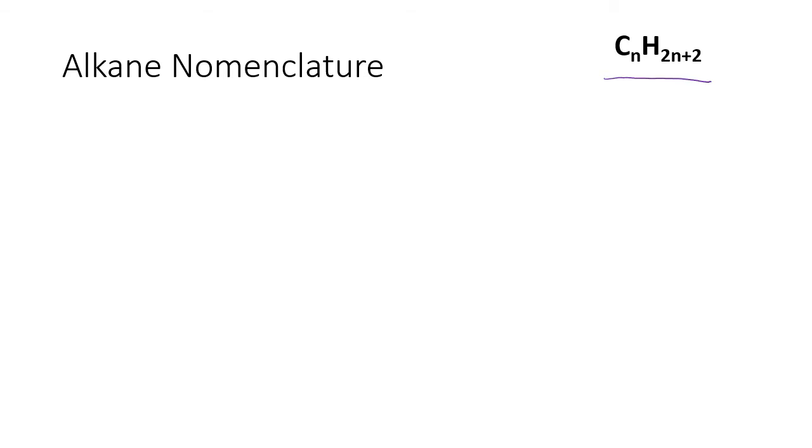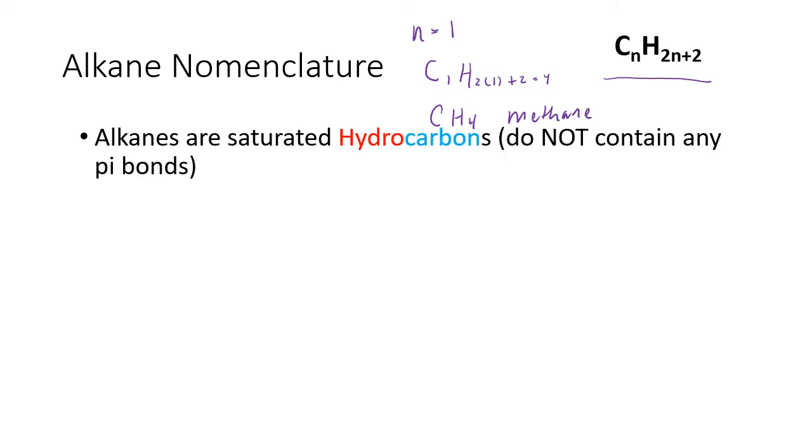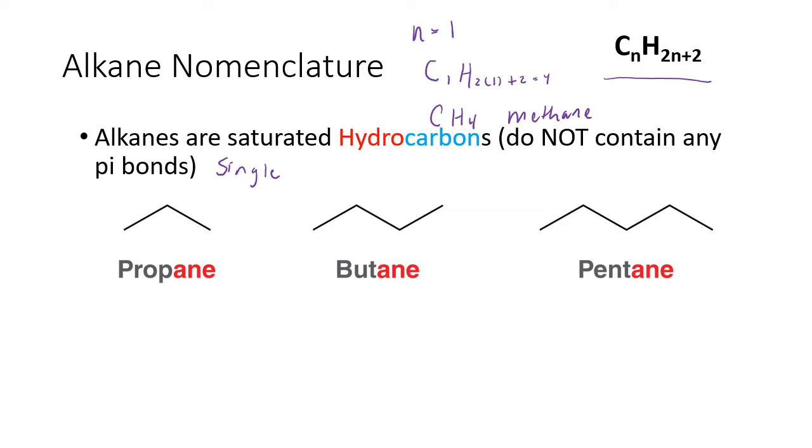So if n was equal to 1, the simplest alkane that we could have would be C1 and then H2 times 1 plus 2, which is 4. So our simplest alkane would be CH4, and that is called methane, with just one carbon. Our alkanes, if you remember, are saturated hydrocarbons. They all contain sigma bonds, no pi bonds, since they only have single bonds within their chemical structures.